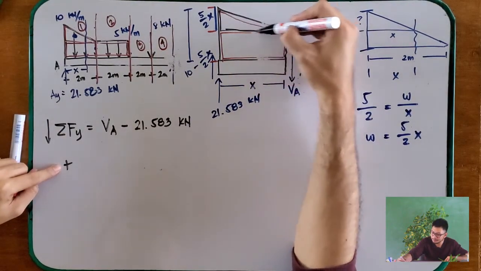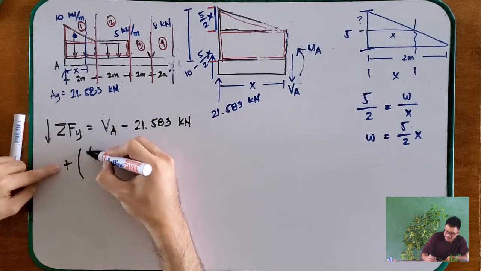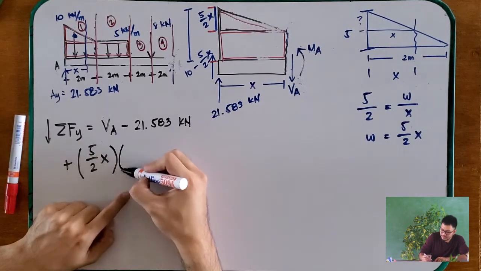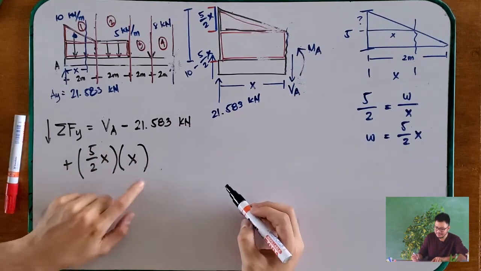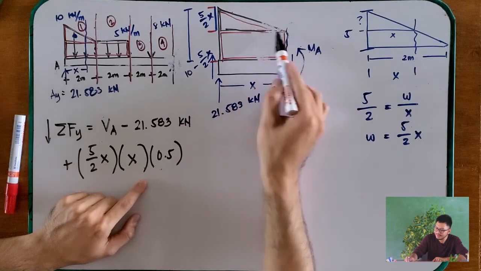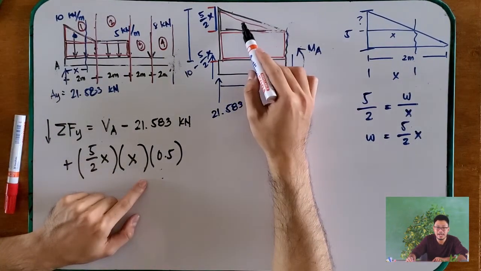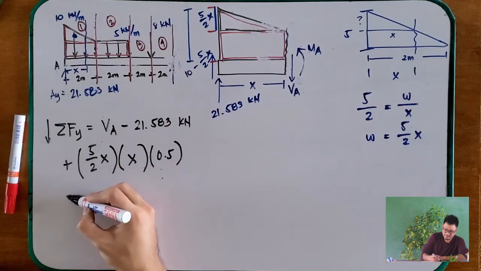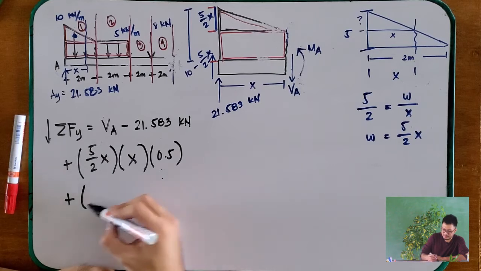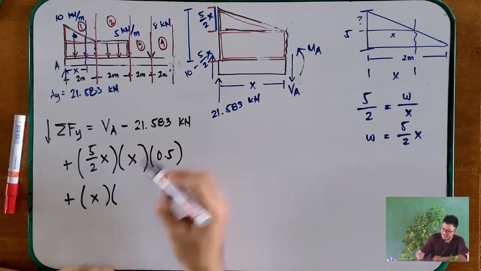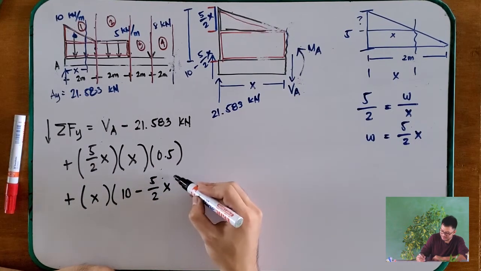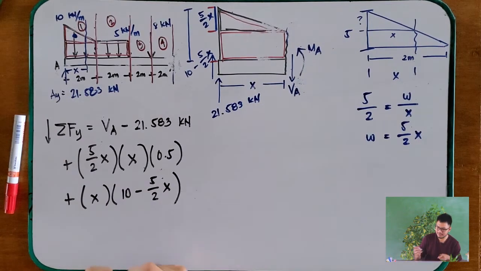Triangle taon na. Pilay height? 5 over 2x. Muna'y height. Ang length, x, sakto, di ba? And then, 0.5, kaya di ba triangle na siya? Height times length times 0.5 para makuha nimo ang resultant sa triangle. Next, plus, kaning length, kani siya. That is, length of x times height of 10 minus 5 over 2x. Mura pa na siya? And that is equal to 0.